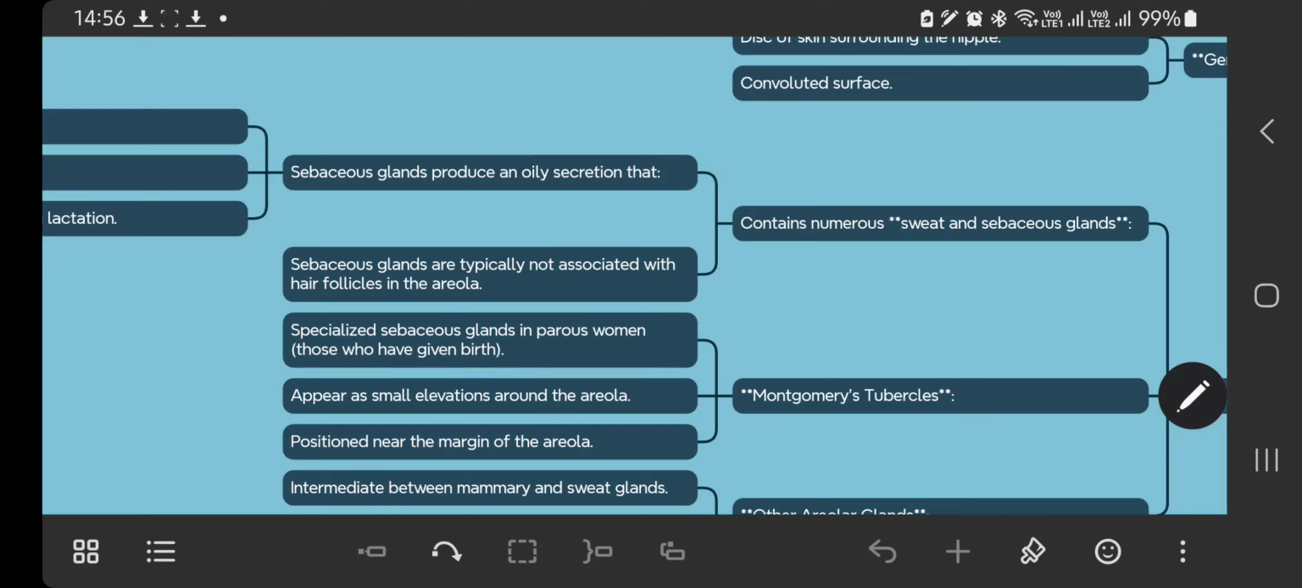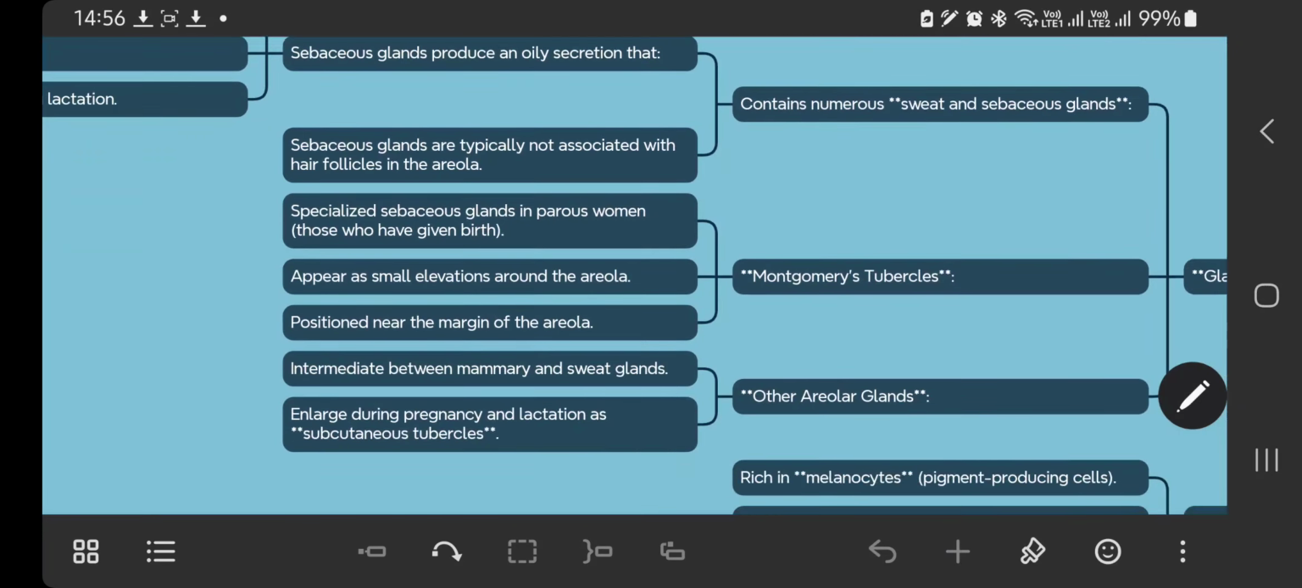They appear as small elevations around the areola. And what's the third point of the Montgomery tubercles? They're positioned near the margin of the areola.